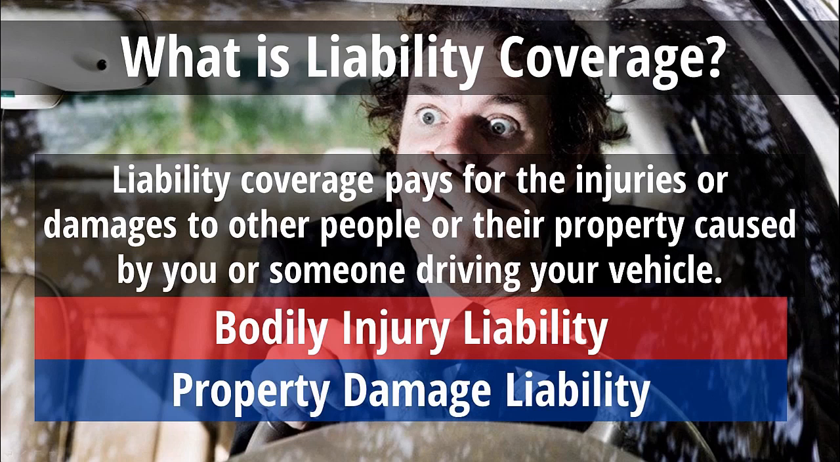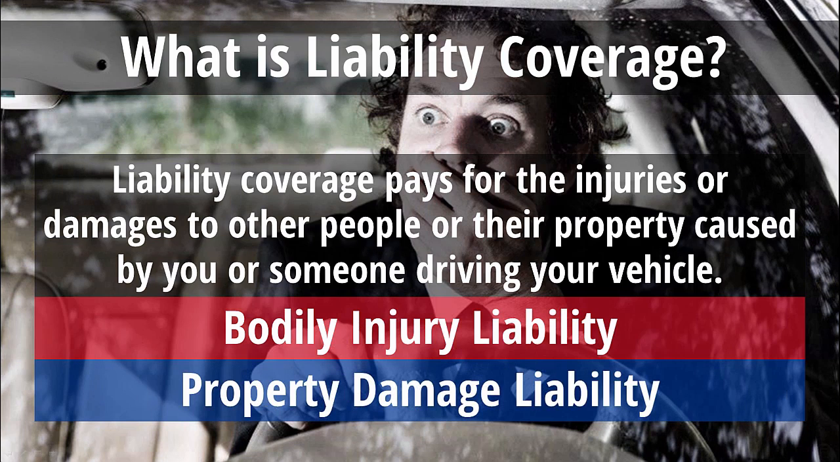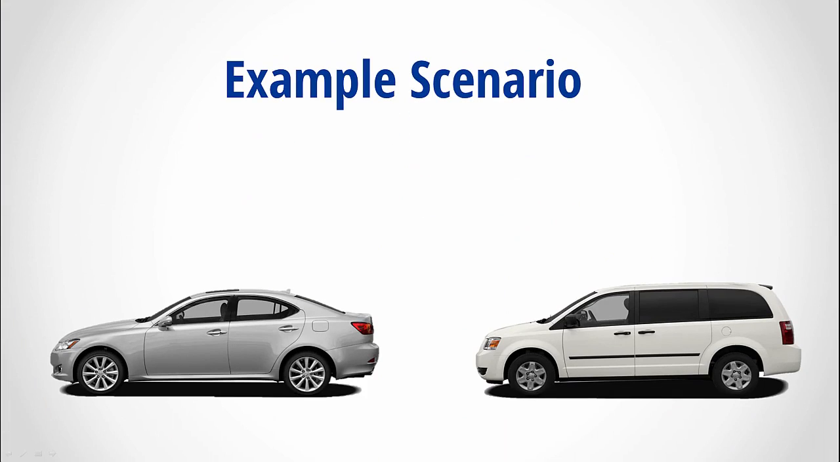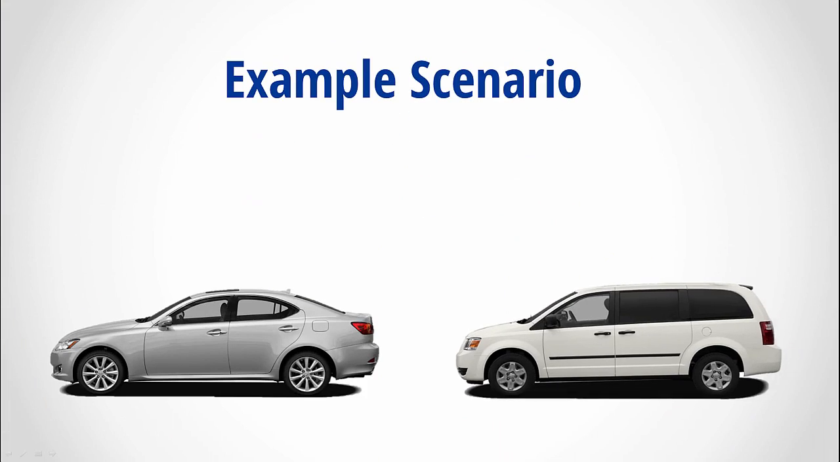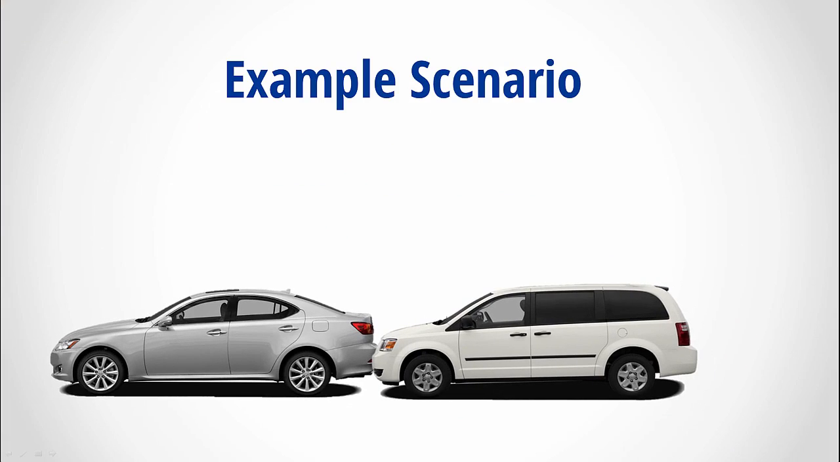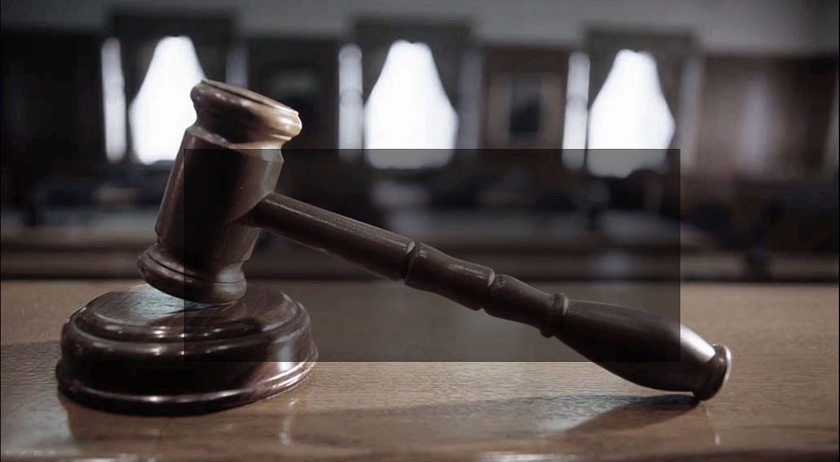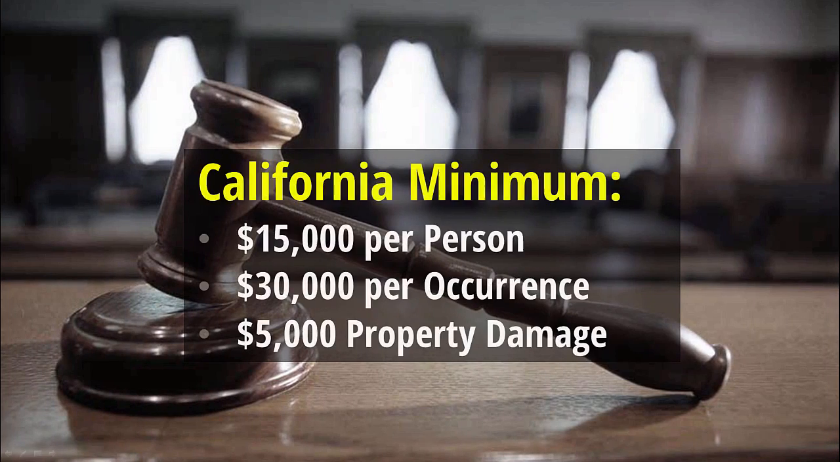So let's walk through a brief example that will help you to better understand the importance of selecting the appropriate liability coverage levels. Let's say you have an accident. You are distracted momentarily and rear-end the Lexus in front of you. There are 4 people in the car, and all of whom suffer some injuries. And for discussion purposes, we'll imagine that you live in Los Angeles and have the California minimum coverage levels in place of 15, 30, and 5.